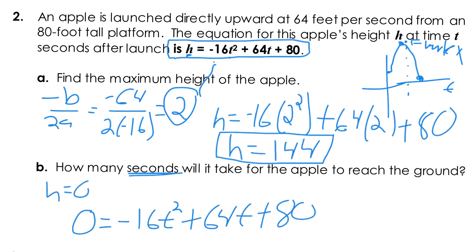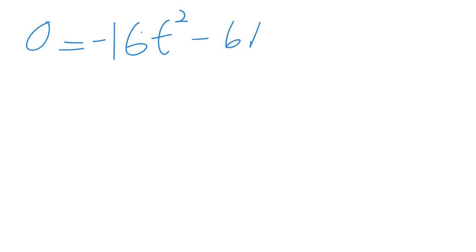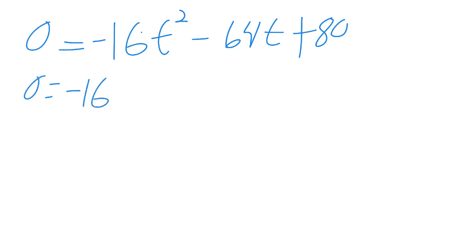And so we're going to solve this by initially factoring. Actually, I'm going to go to a different page so we can solve this. So it's going to be 0 equals negative 16t squared plus 64t plus 80. First thing we're doing is looking for a GCF. You can pull out negative 16. Got it equals 0 over here.